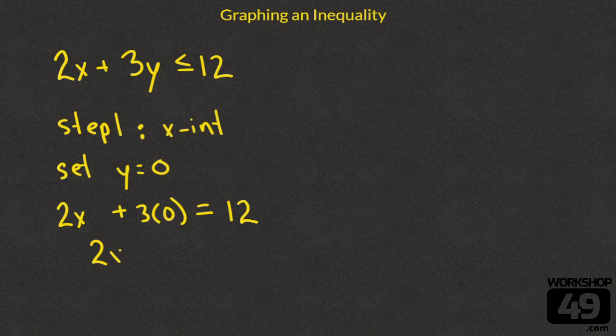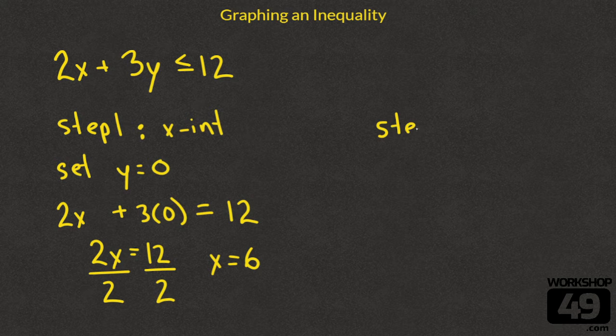We end up with 2x equals 12, divide by 2, and we get that our x-intercept equals 6. Step 1 complete. Step 2. For step 2, we are going to solve the y-intercept. That's why it's called the intercept method. Step 2, we get the y-intercept.